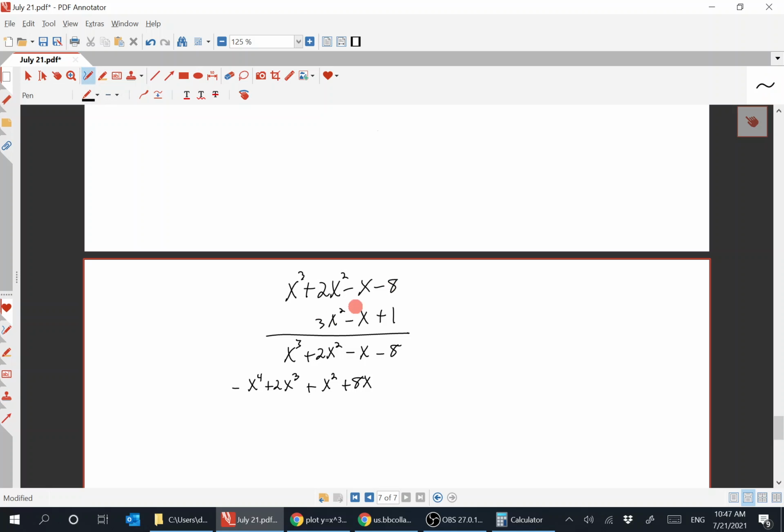So 3x squared times negative 8, so that's minus 24x squared. And then minus 3x to the third. And then plus 6x to the fourth. And then 3x to the fifth. And now you add all that up.